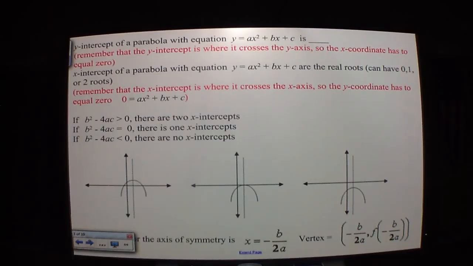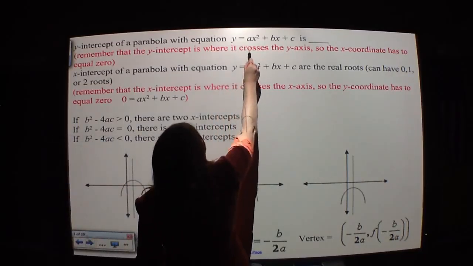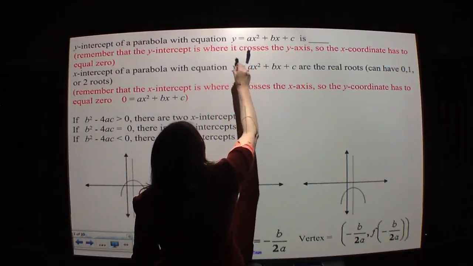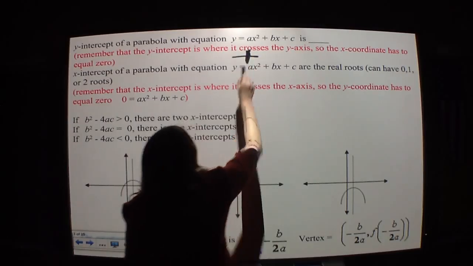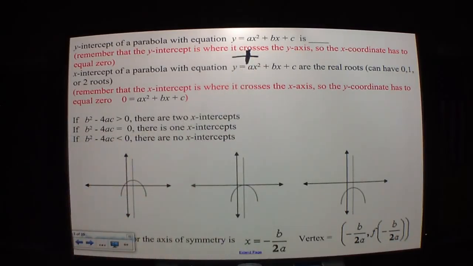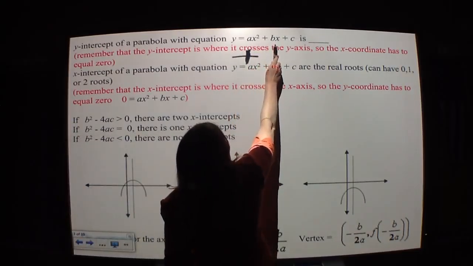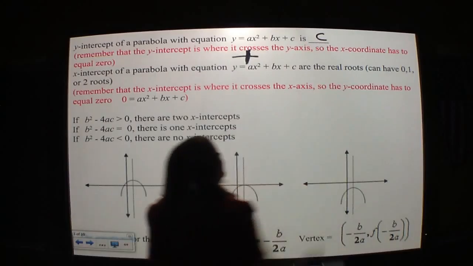The y-intercept of the parabola y equals ax squared plus bx plus c is, remember, the y-intercept is where it crosses the y-axis. Not this axis, but this axis, the y-axis. Everything that crosses the y-axis has an x-coordinate of 0. So if I put in x equals 0, I'll get c.